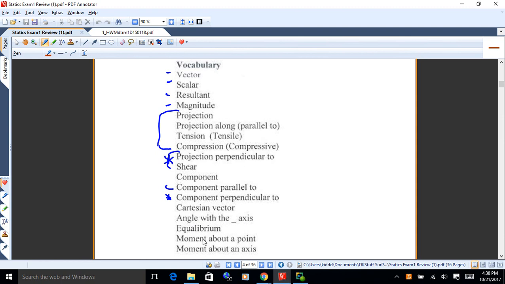Equilibrium is when the sum of forces equals 0. Moment about a point is like the sum of moments about O. Moment about an axis is the moment of a force about a given axis.